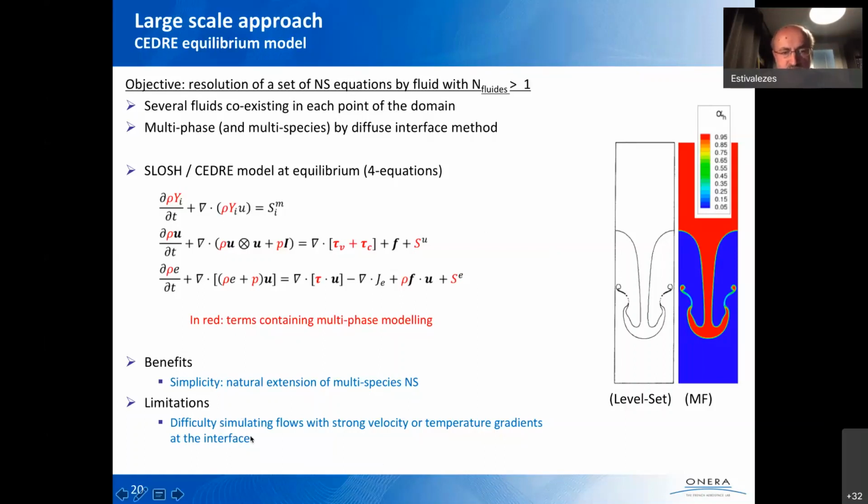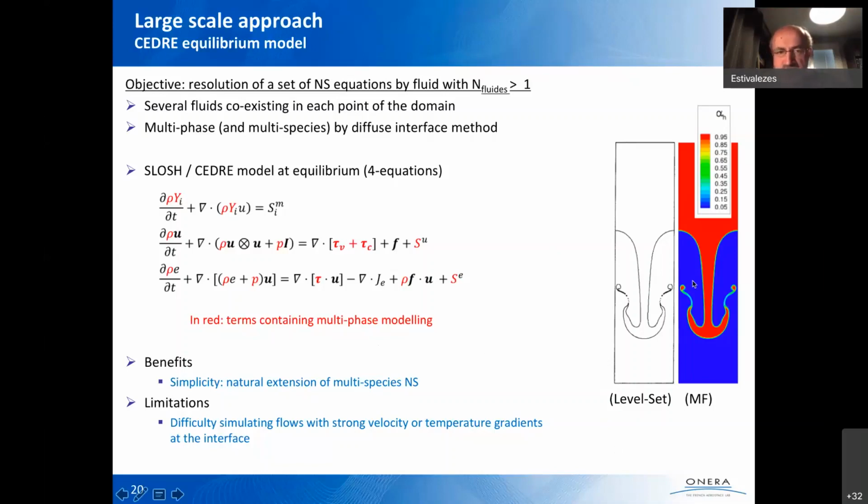Well, some drawbacks of this approach: you could have problems when you have strong velocity or temperature gradients at the interface, and when you are in a zone like in combustion with hydrogen and oxygen, so liquid oxygen and hydrogen, you can have a huge temperature gradient, so it's not so simple to play with that.